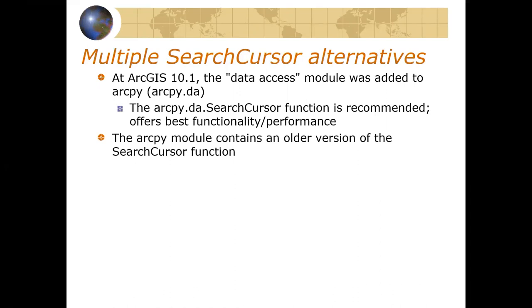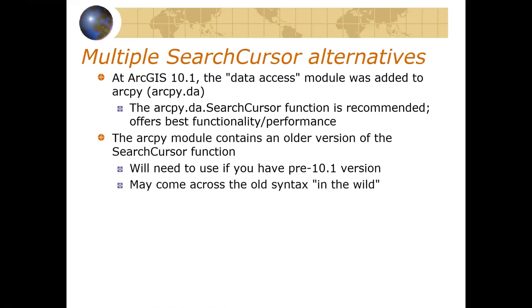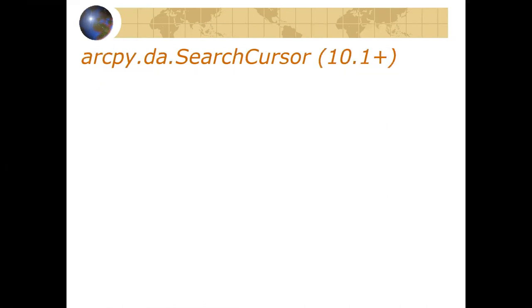You can find an older version of the search cursor function through the main ArcPy module. So you would do ArcPy.SearchCursor. You would need to use this if you have ArcGIS pre-10.1. I'm guessing that no one does, but if you did, that's what you'd have to use. But it still might be worth having a look at how that version of the search cursor works, because you may come across some code that was built in those days, and it's going to be important for you to understand how that works.